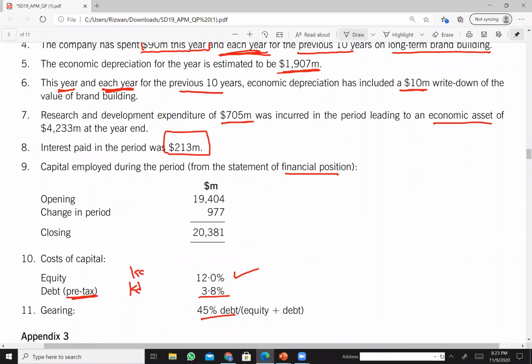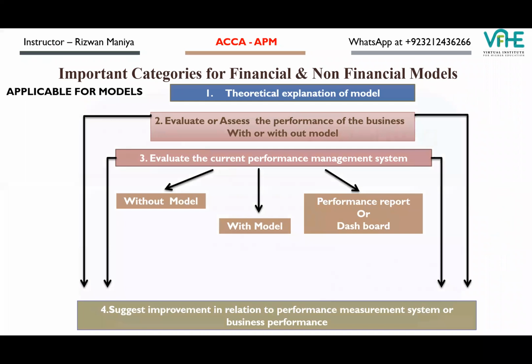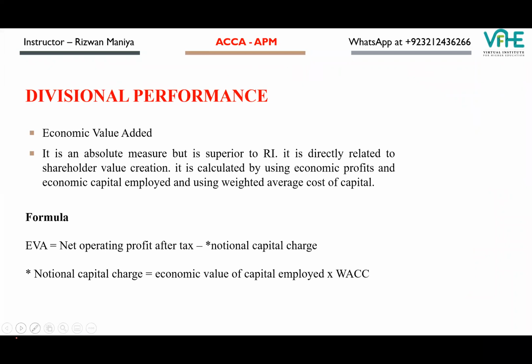My consultants, let's work together to find out what is required, as the question has stated above in that paragraph: illustrative calculation. So let's go back just to recap the basics. Economic value added is basically a divisional performance measure. It is used for assessing the performance of a division. EVA is an absolute measure and is superior to residual income. The best part about this is that it is directly related to shareholder value creation.